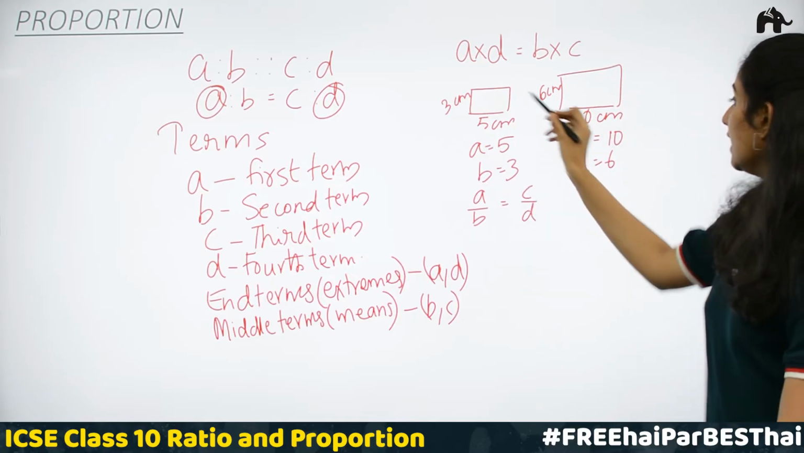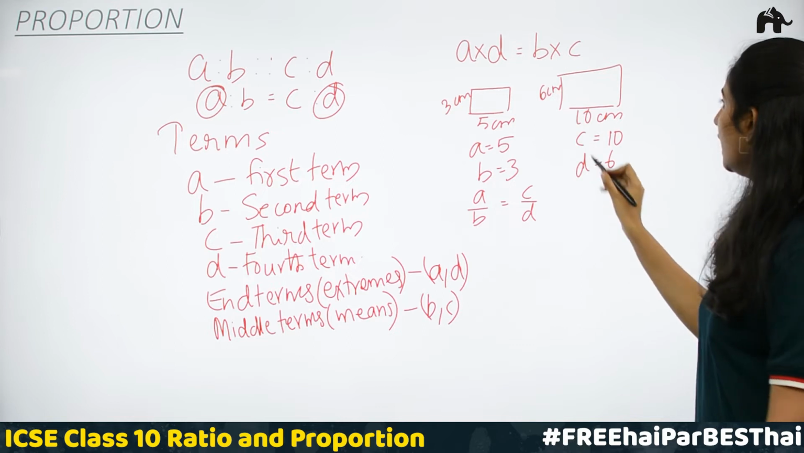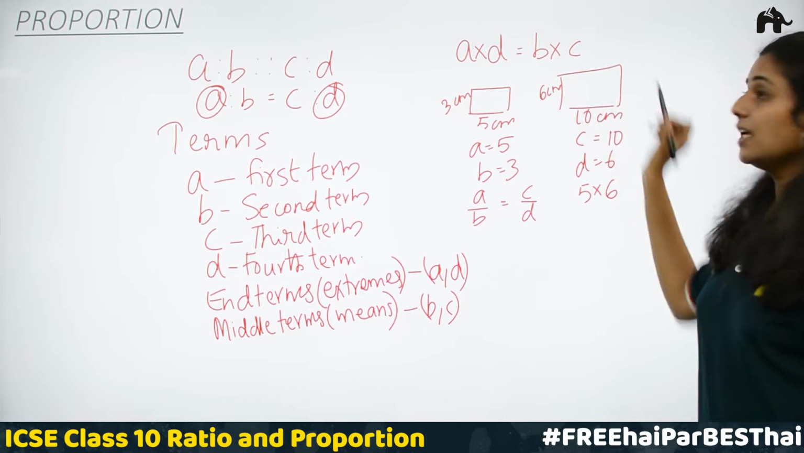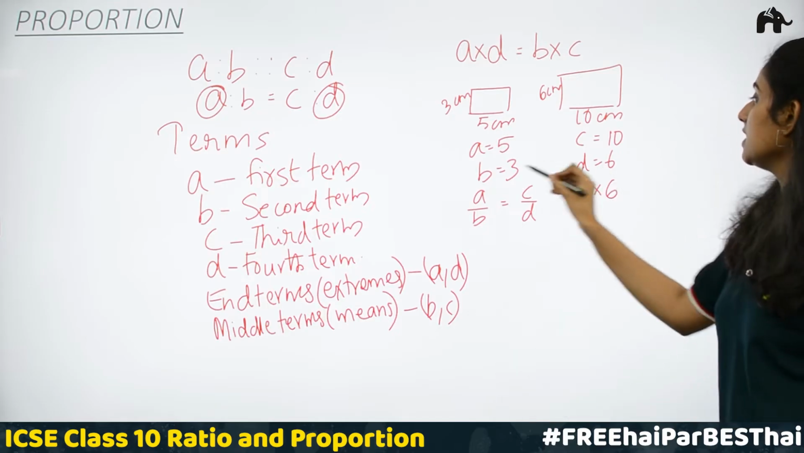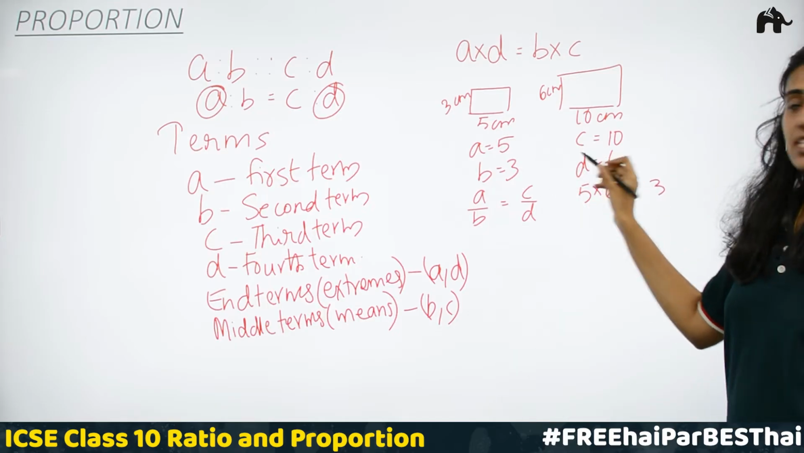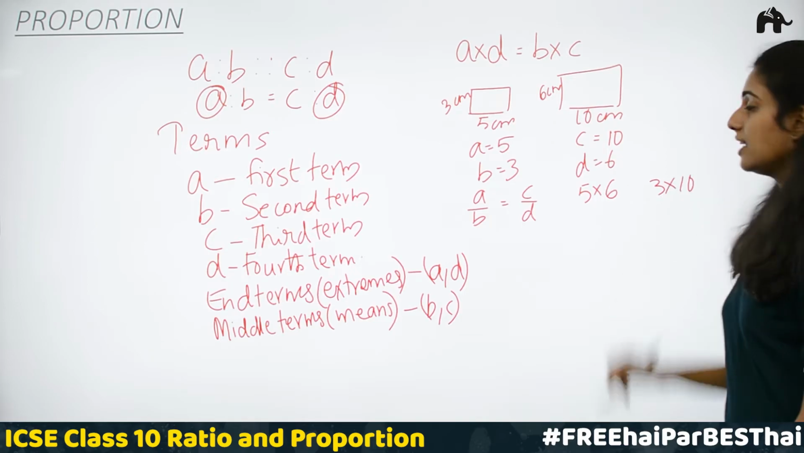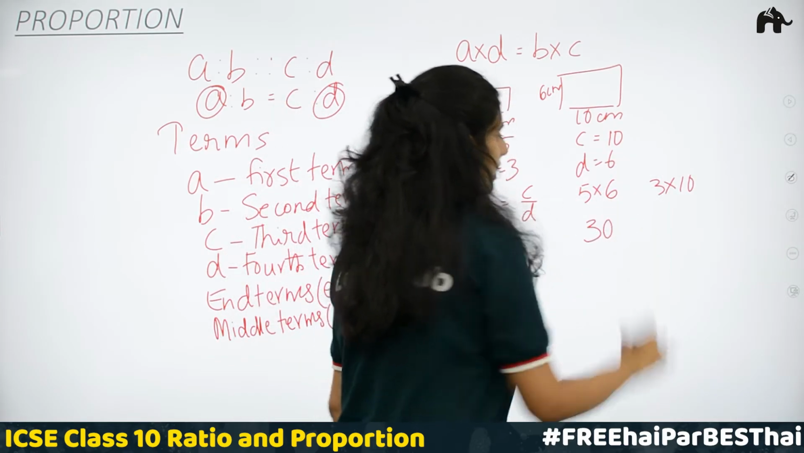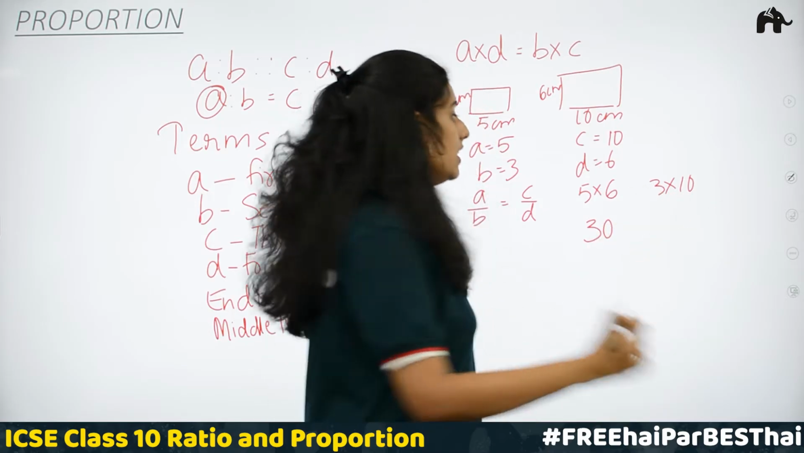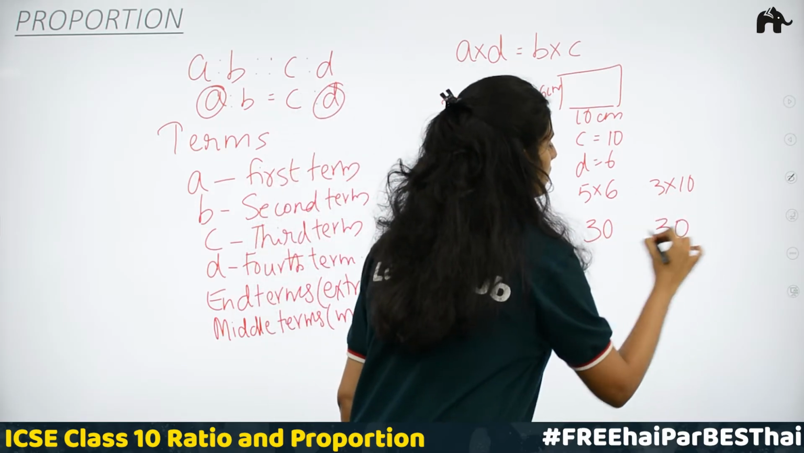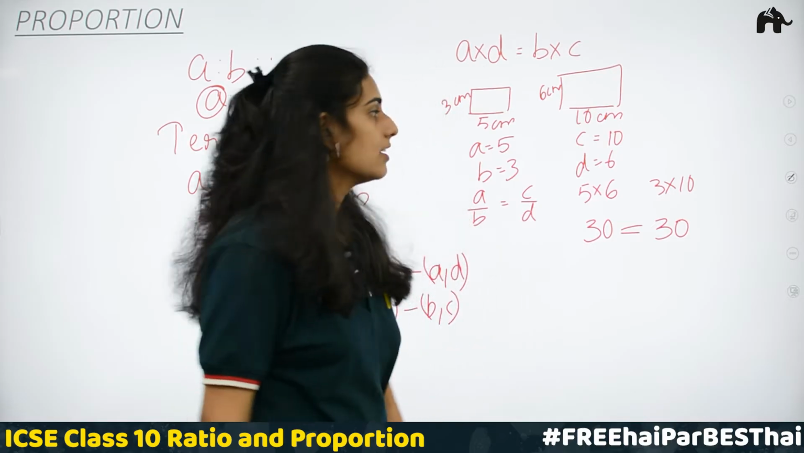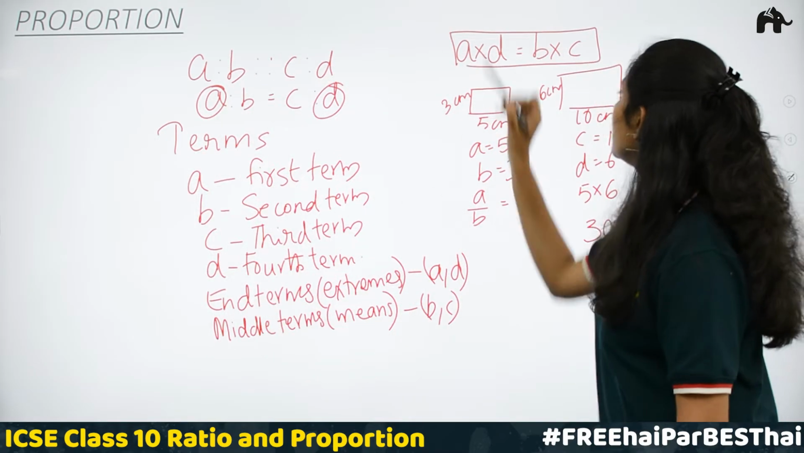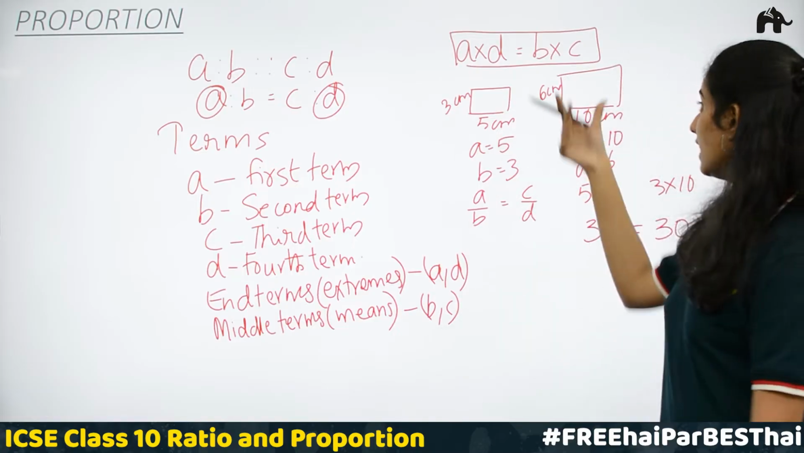Here A into D will be equal to 5 into 6, and B into C, what is B into C? B is 3 and C is 10. Are they equal? 5 into 6 is 30. 3 into 10 is also 30. They are equal, right? So, we proved that A into D is equal to B into C with our example.